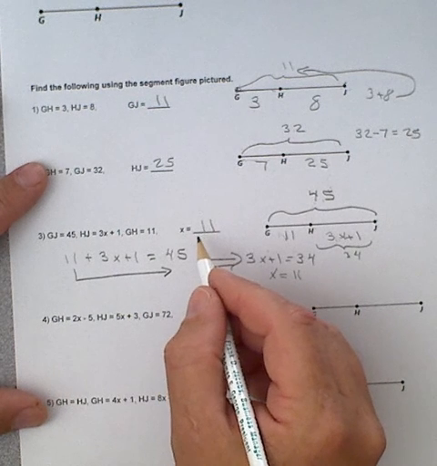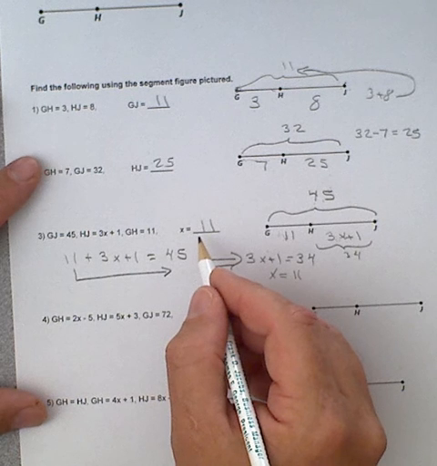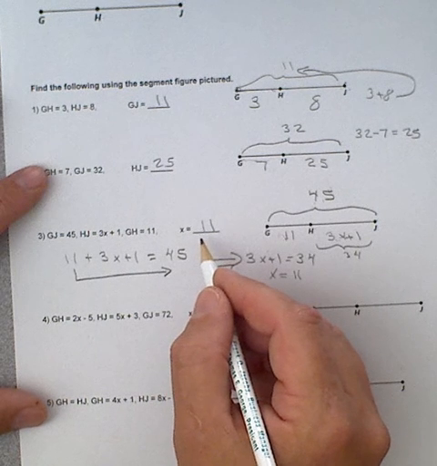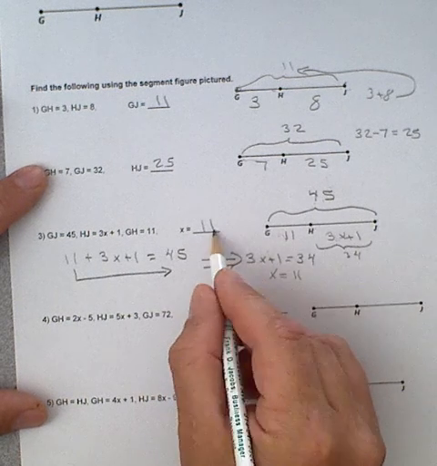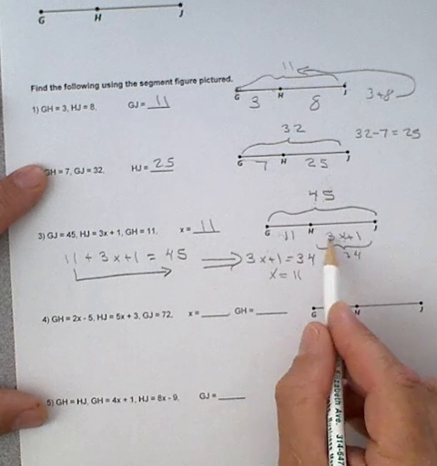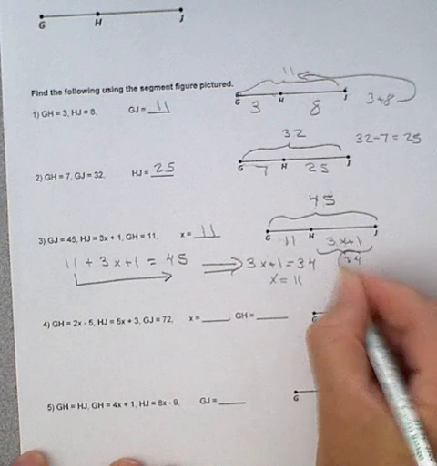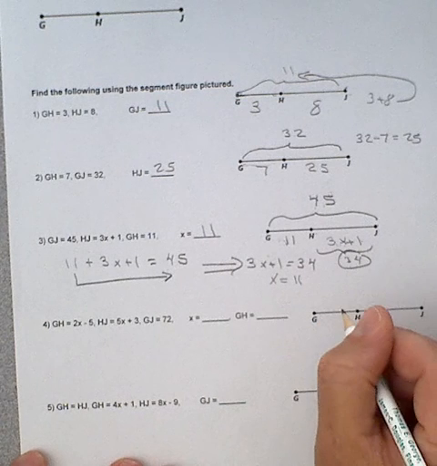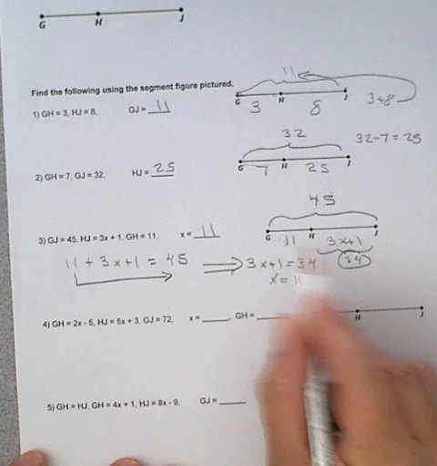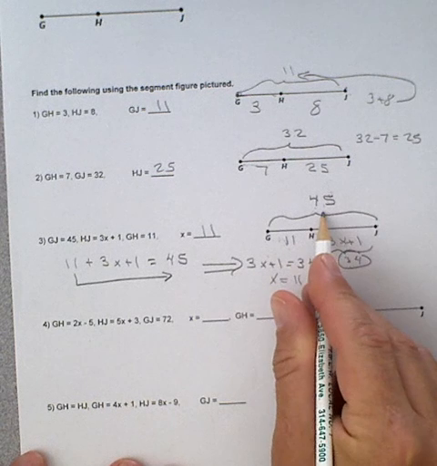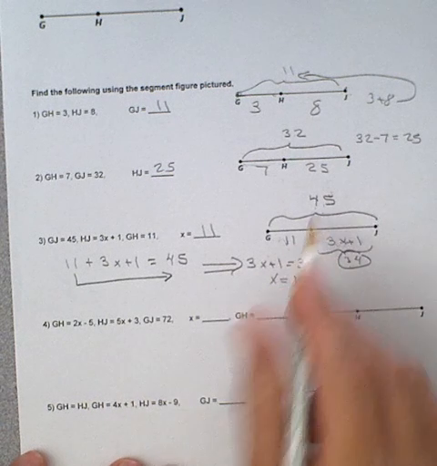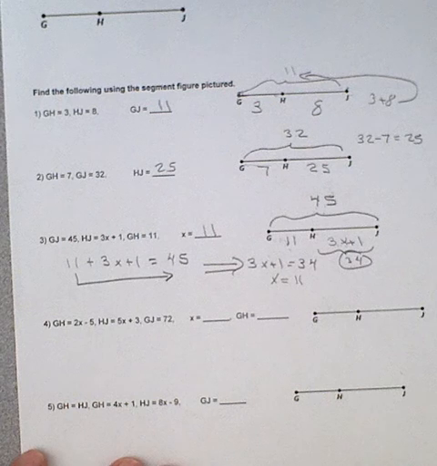And every single time you work one of these problems, you want to make sure that your answer is reasonable. So when I plug 11 back in, that gives me 3 times 11 is 33, plus 1 is 34. That does give the length that I thought, because 34 plus 11 does add up to 45. If you make a mistake, you can catch it.